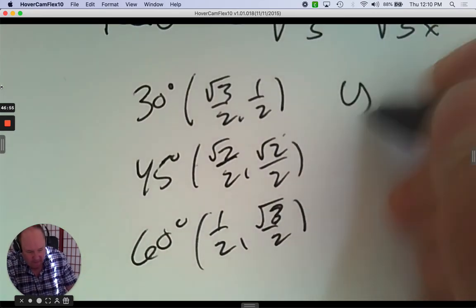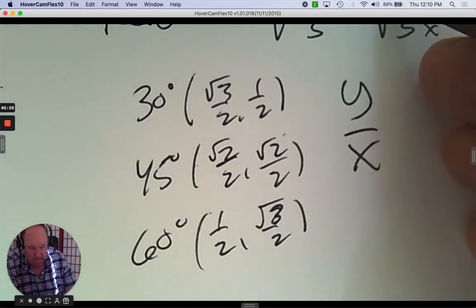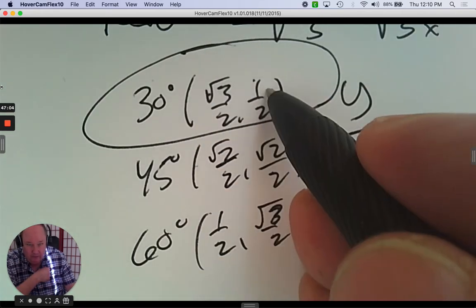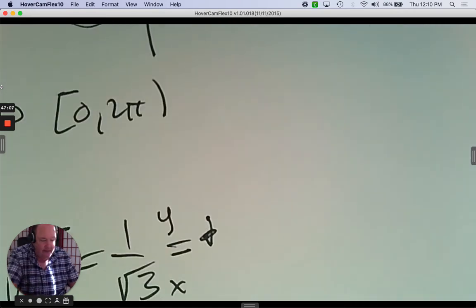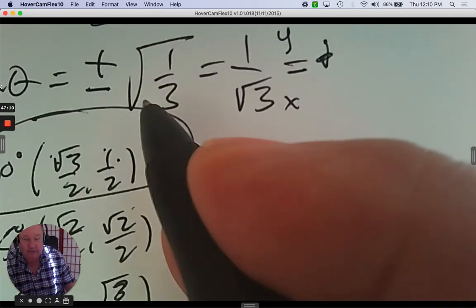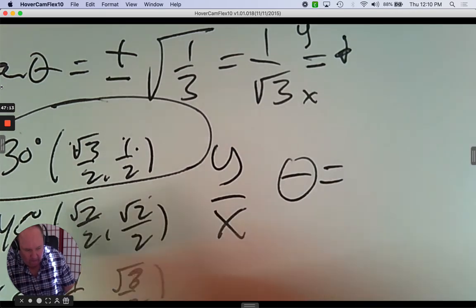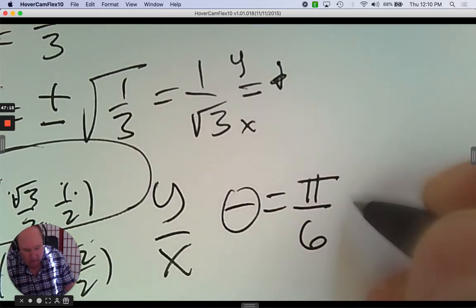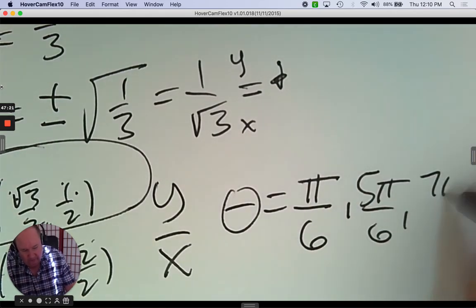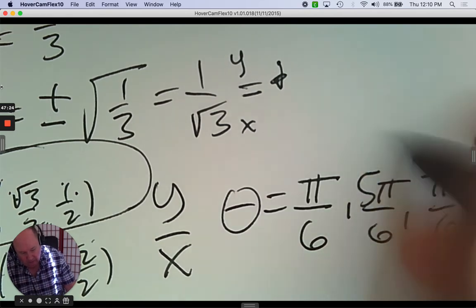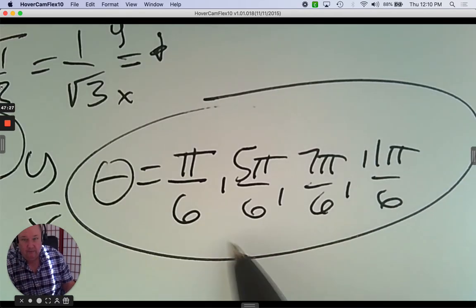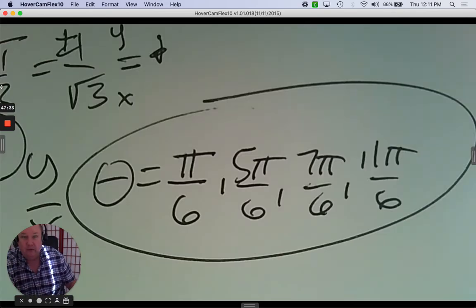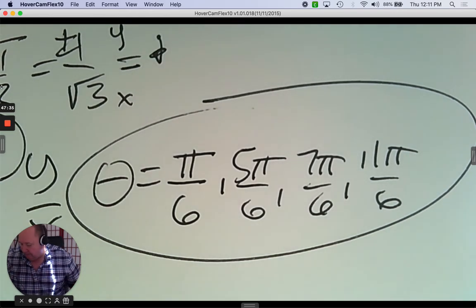Which one of these, when you go y divided by x, gives you 1 over root 3? So you can see it's this one. 1 over root 3, y over x. And because it's positive and negative, it's all of them. So 30-degree reference angle would mean it's pi over 6. And so in quadrant 1, in quadrant 2, in quadrant 3, and in quadrant 4, you have everywhere where tangent theta is equal to 1 over root 3, positive or negative. And there's your answer.